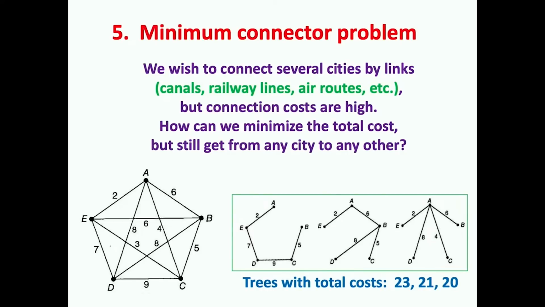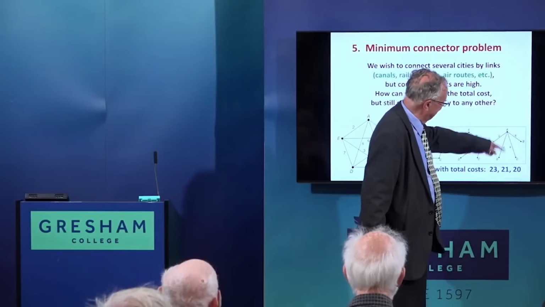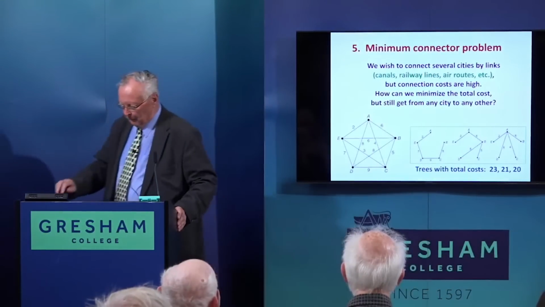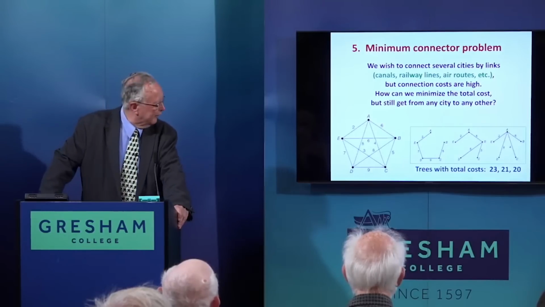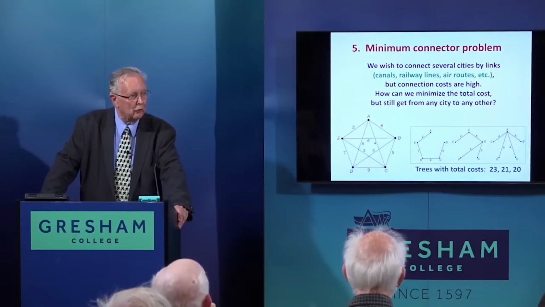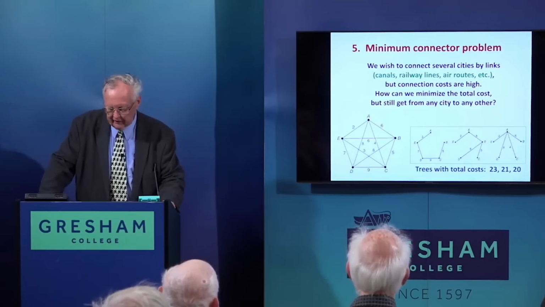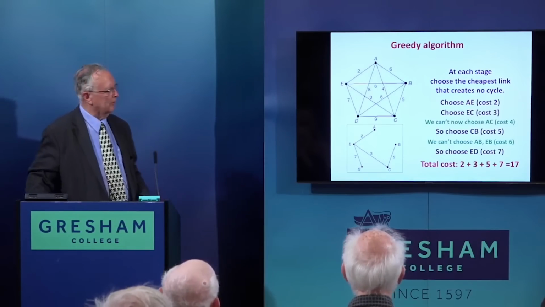Well, we've just seen there are 125 possible trees. We don't want to go through them all. Let's look at a few. I could have taken this tree here. Well, that has cost 23. Here's a better one. This has got 21. This is even better. This has got 20. Is that the best we can do? It would be nice to have a method for finding the shortest tree. We don't want to have to go through all the possibilities. And in fact, there is a method, and it's called the greedy algorithm.